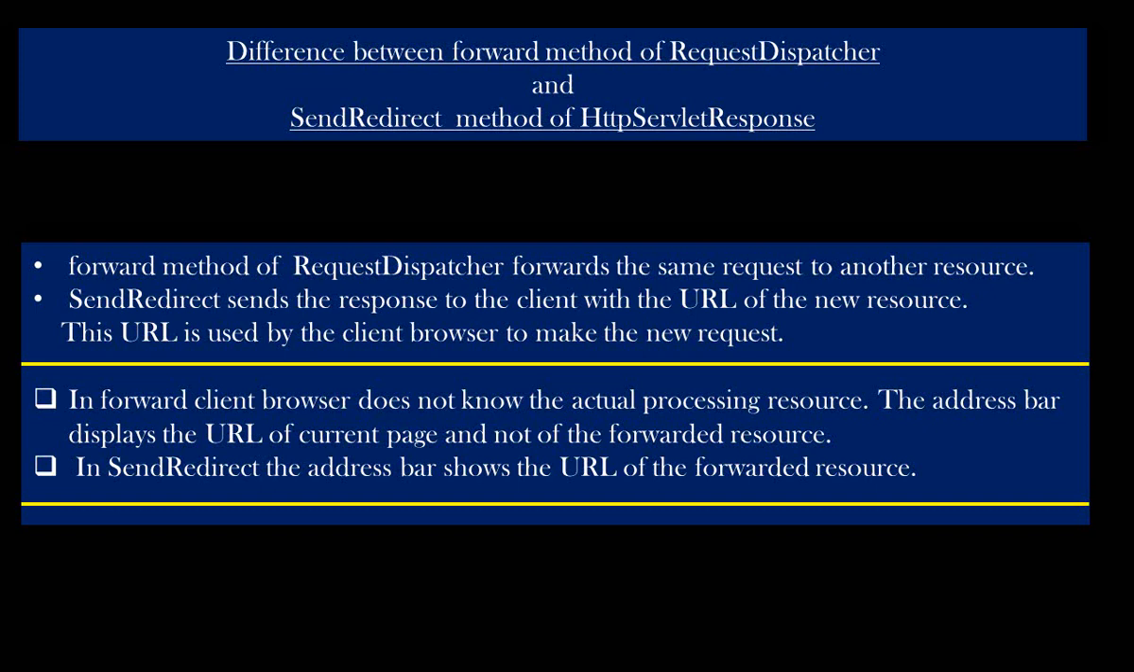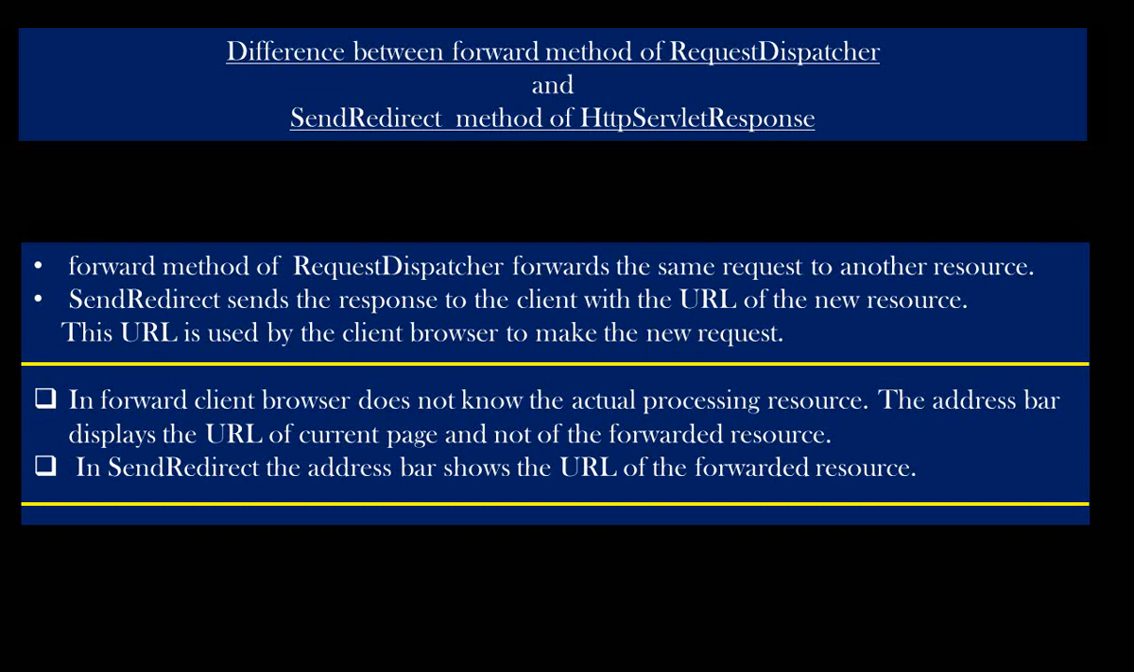Now see, in the case of the forward method of RequestDispatcher, it forwards the same request to another resource, right? The same request is sent to another resource. Whereas in the case of sendRedirect, it sends the response to the client with the URL of the new resource. That means the control is sent back to the client browser with a new URL, and it is instructed to send another request with this URL. So this URL is used by the client browser to make the new request, right?